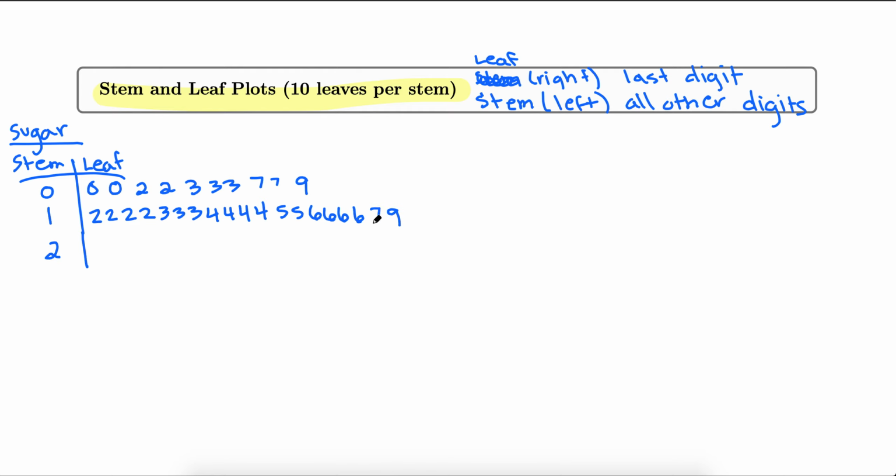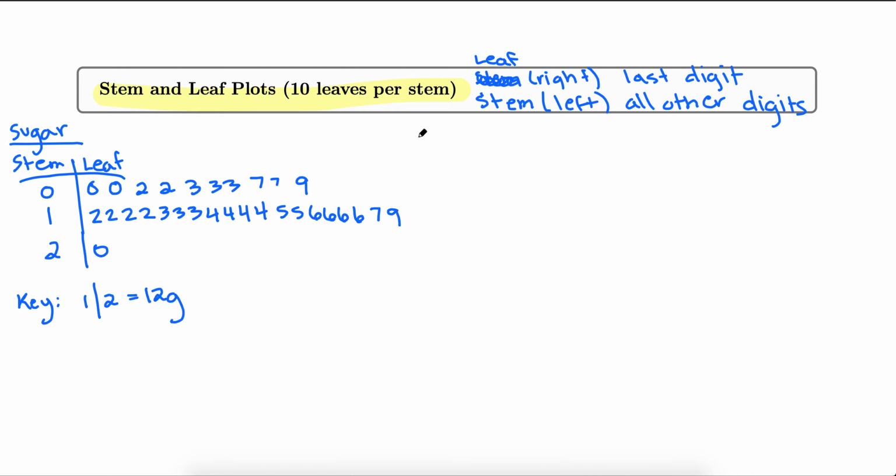Notice this has a whole lot more than 10 leaves on that stem. But what we mean by 10 leaves per stem is that the possible values I can put here are the numbers 0 to 9. Then we also had our 20, which is here. And we'll make a little key so we're aware of the scale here. So for example, this 1 | 2 represents 12 grams of sugar.